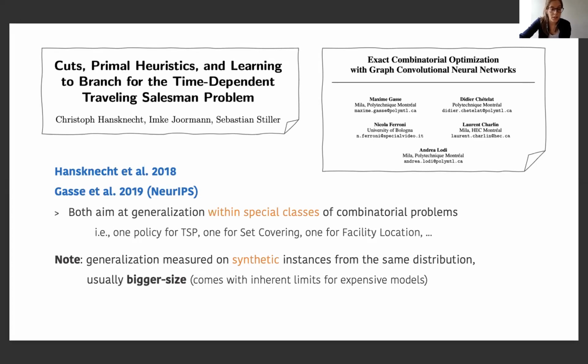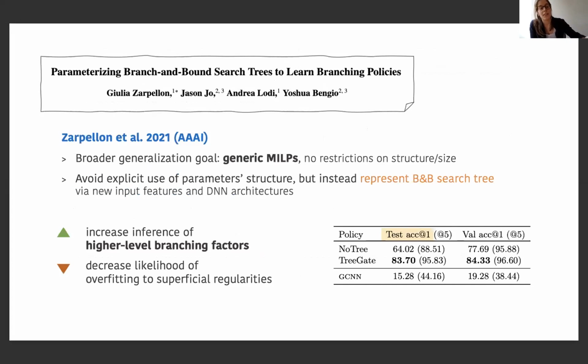So there's one more recent work, which I'm co-authoring, that tries to go even beyond this generalization within families and to learn a policy that could generalize to generic MIPs without putting any restriction on the structure or the size of the problem. To do that, we try to avoid an explicit use of the parameters or of the structure of the matrices, and instead represent something alternative. We try to represent the branch and bound search tree. So we have new input features and a new DNN architecture to process these features. The idea behind the work is to increase the inference of higher level branching factors that might be shared, and at the same time to decrease the likelihood of overfitting to superficial regularities, which could instead be exposed if we were using a structure like the GCNN or other input features that are more related to the parameters.